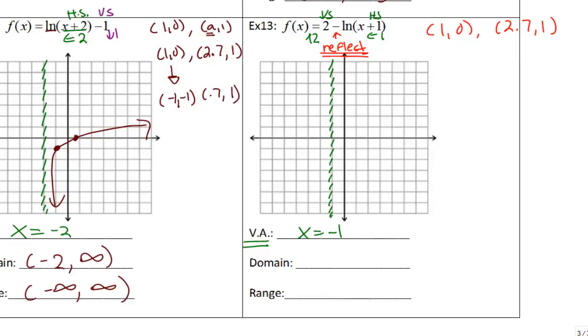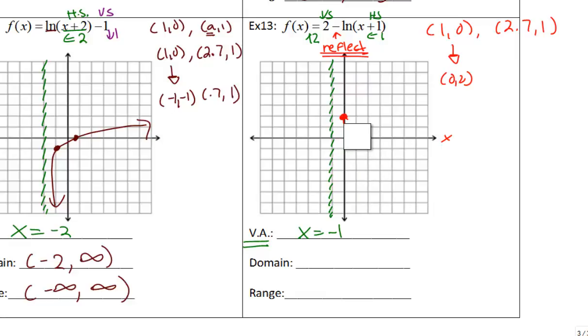Right, so I have the point 1, 0. Here's the point 1, 0. I need to reflect it on the other side of the x-axis. Well, I'm on the axis, so I can't reflect myself. So now all I need to do is do my shifts. It says go left 1 and then go up 2. So this becomes the point 0, 2. So there's my first point.